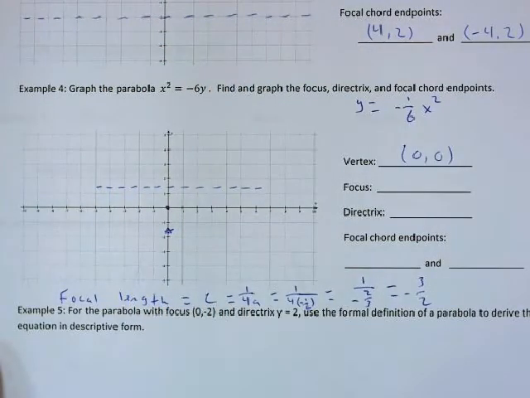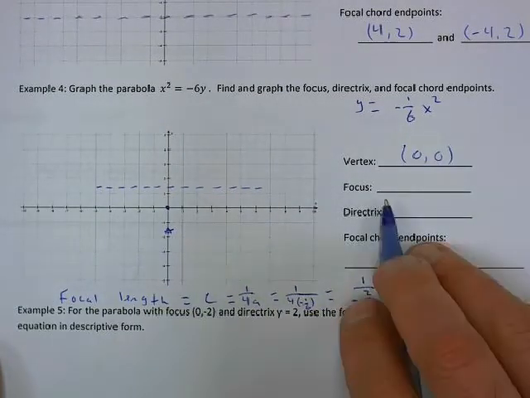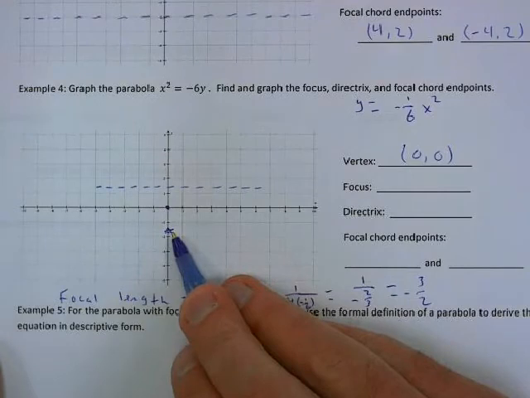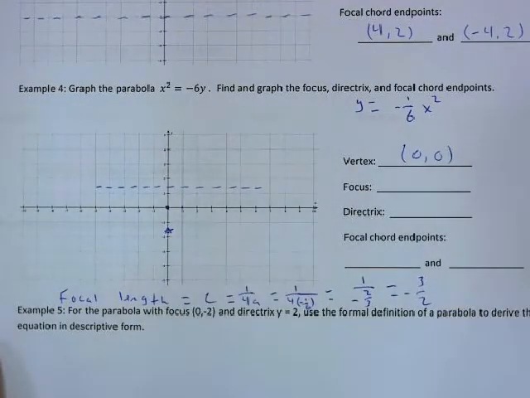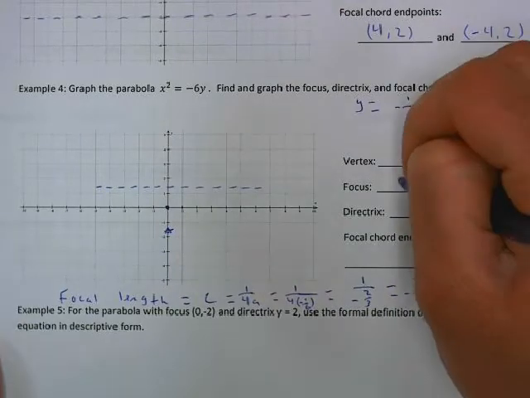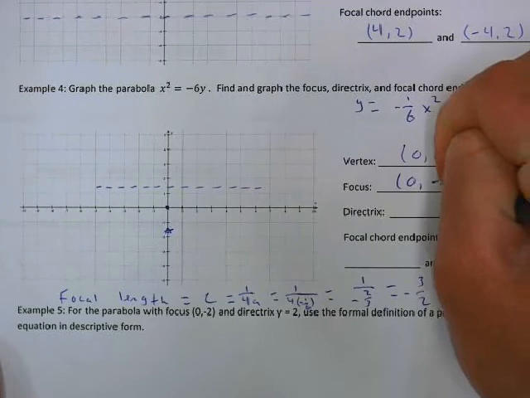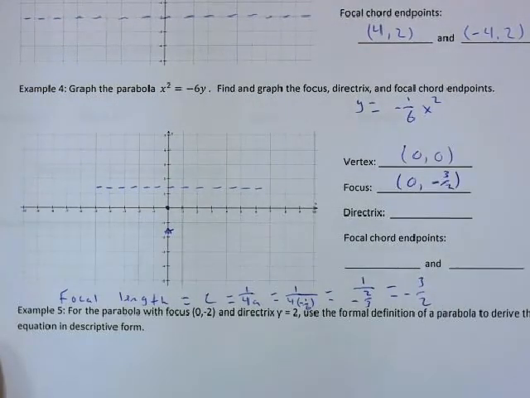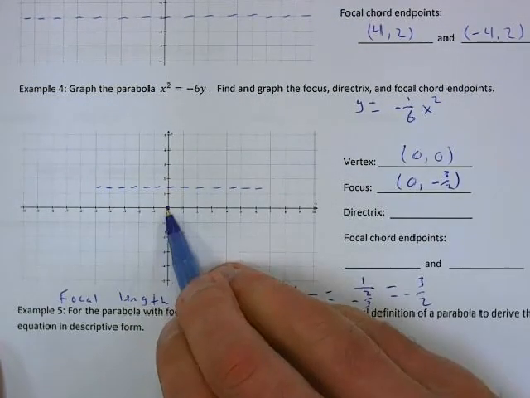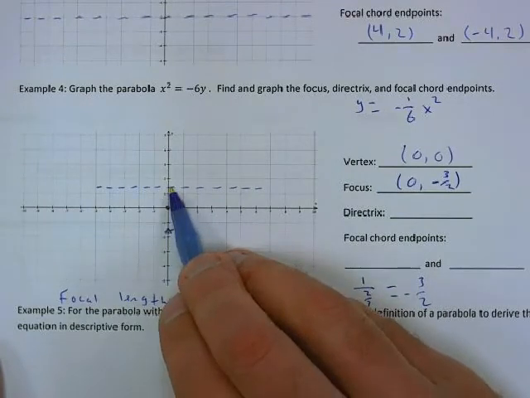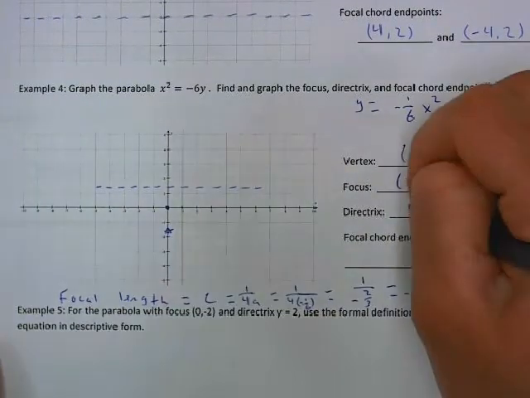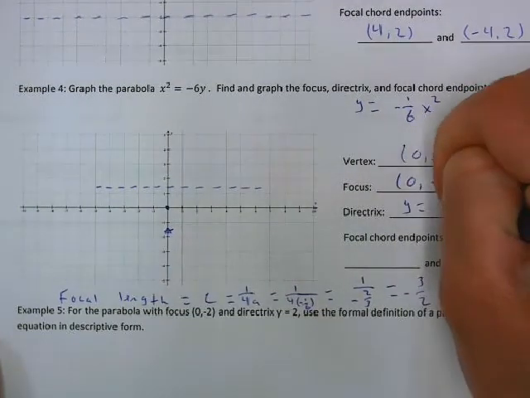Okay, so good enough, something like that. All right, let's label these before we move on. Our focus is at 0, -1.5, and you can write that as a fraction or a decimal. It doesn't really matter. I'll use a fraction. So we're at 0, -3/2. And then our directrix, well, from the y value of 0, we went up 1.5, up 3 over 2. So then it's going to be y equals positive 3 over 2.